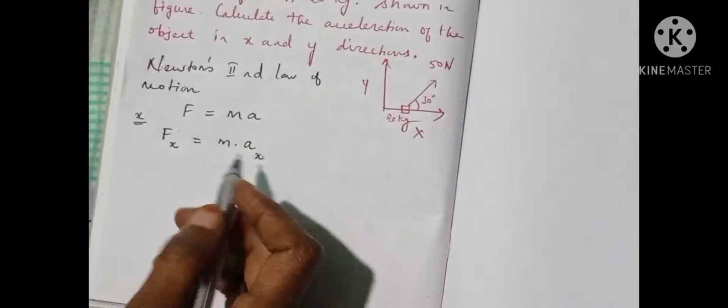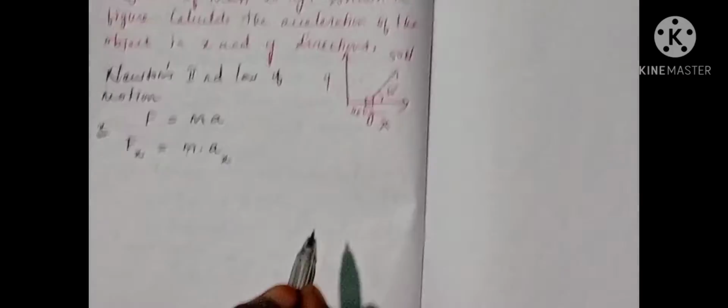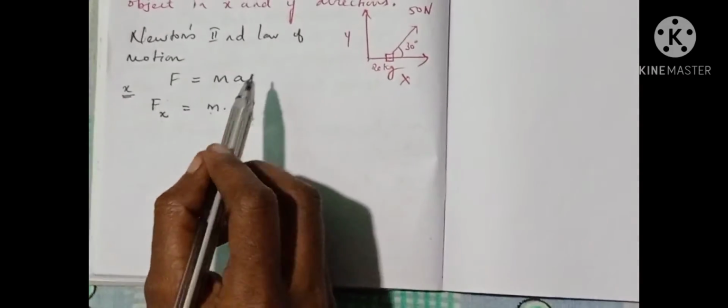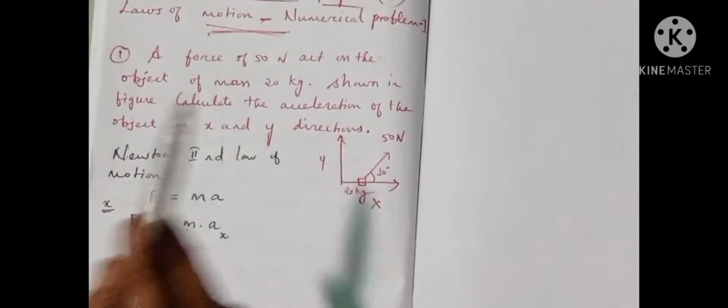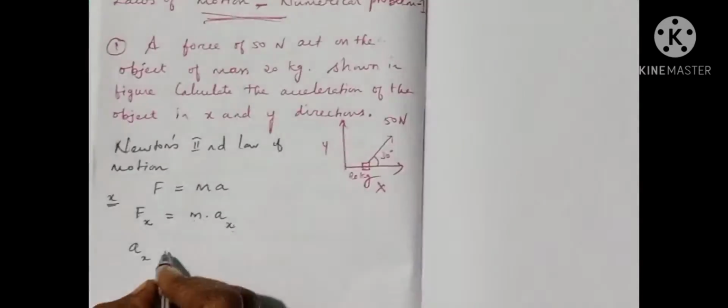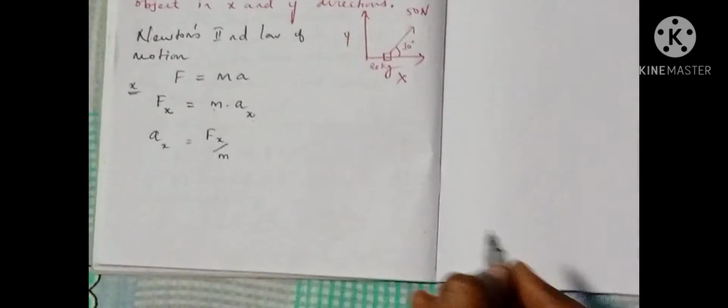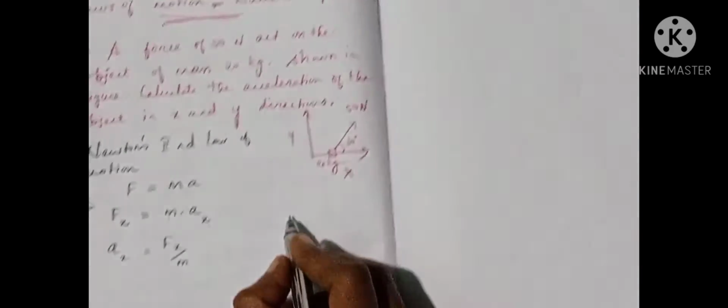So we write Fx is equal to m into ax. From this problem we have to find the acceleration along x, so the formula becomes ax is equal to Fx divided by m. Now we find the force along x-axis.